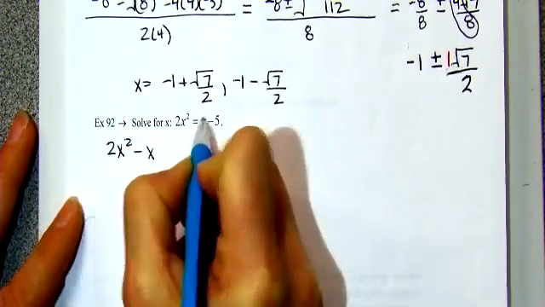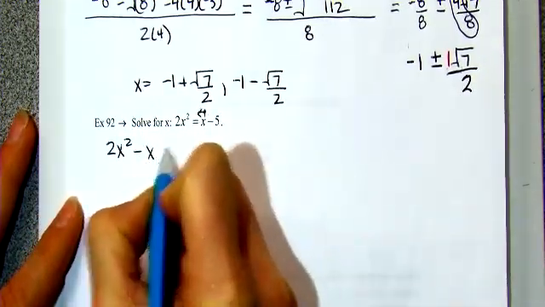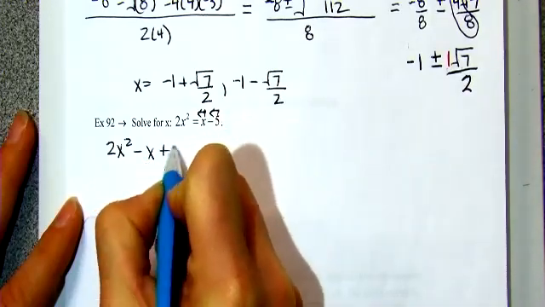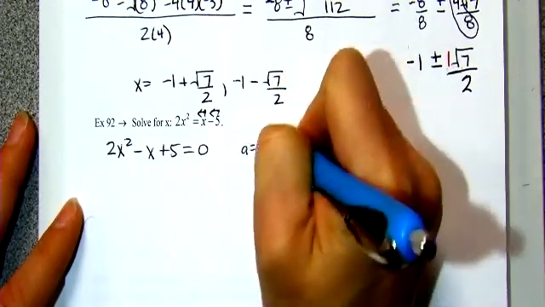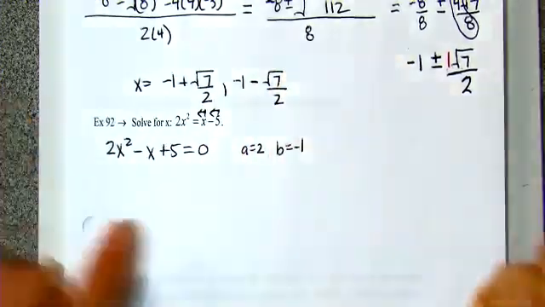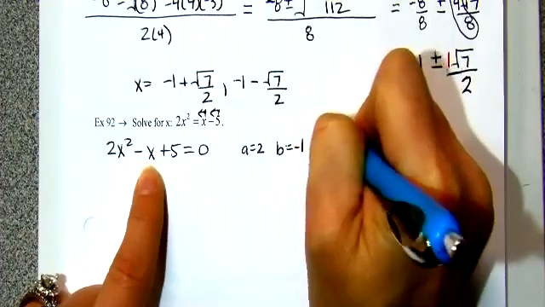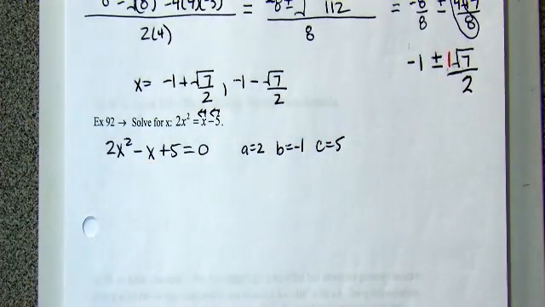I would be subtracting x to move it over, so it'd become -x, and I would be adding 5, so it'd become a +5 equals 0. So my A value is a 2, my B value is a -1, and my C value is 5 into that formula. So your formula is above. Hopefully you have that written where you can see it as well.